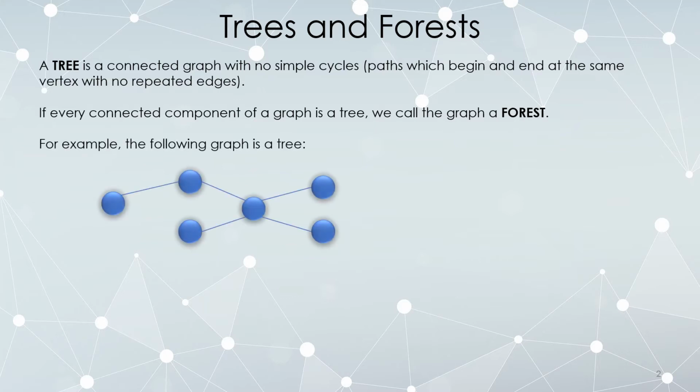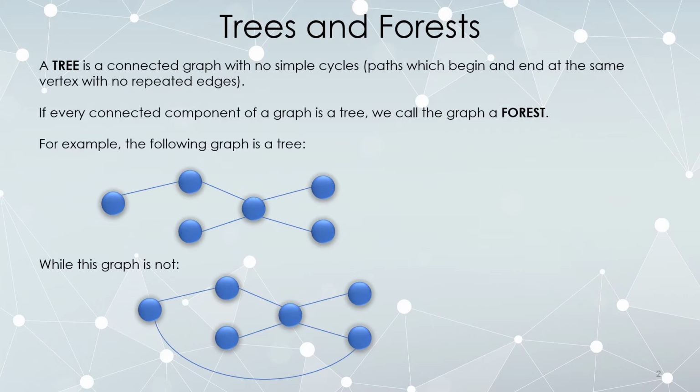So for example, here is a tree. It is not possible in this graph to draw a simple cycle. If you begin at a vertex and you come back to that vertex, the only way to do so is by repeating an edge. This graph, however, is not a tree because it is possible to start at one vertex, walk along several edges without repeating any edges, and come back to the same vertex.